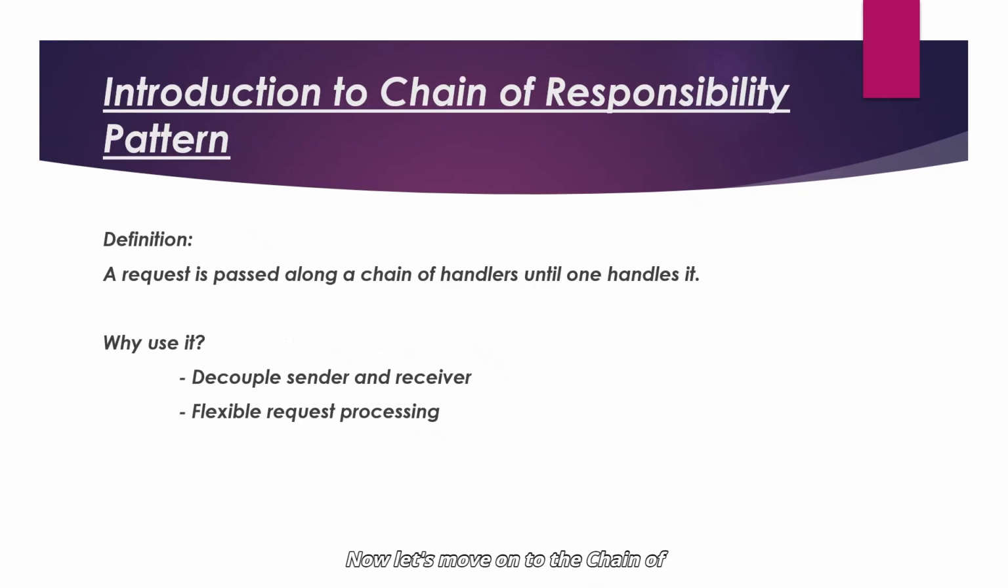Now let's move on to the chain of responsibility pattern. This pattern is all about processing a request through a chain of handlers. Each handler decides either to handle the request or pass it along to the next handler in the chain. The big advantage here is loose coupling. The sender of a request does not need to know which receiver will handle it. This makes the system highly flexible and dynamic. You can add, remove, or rearrange handlers without changing the client code.